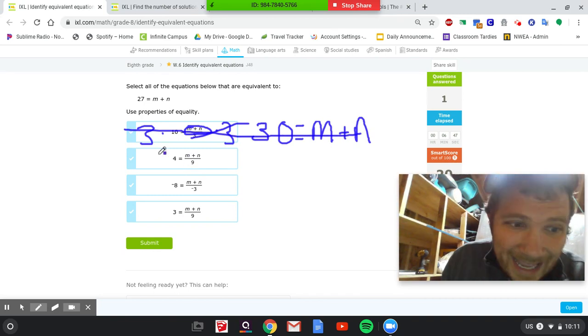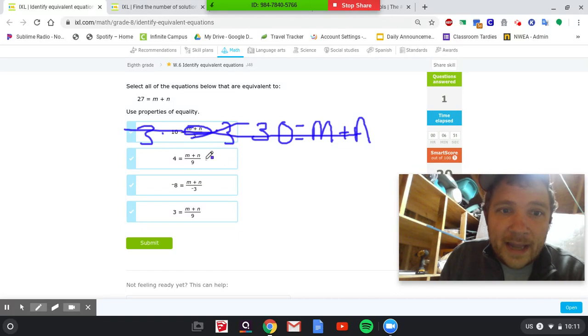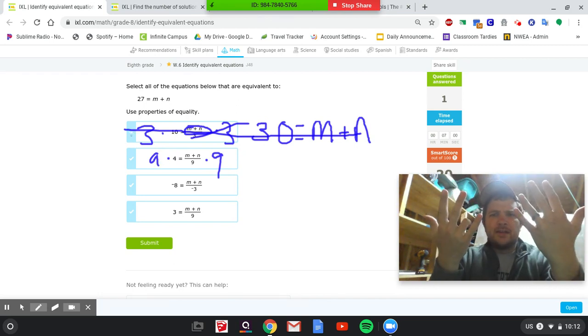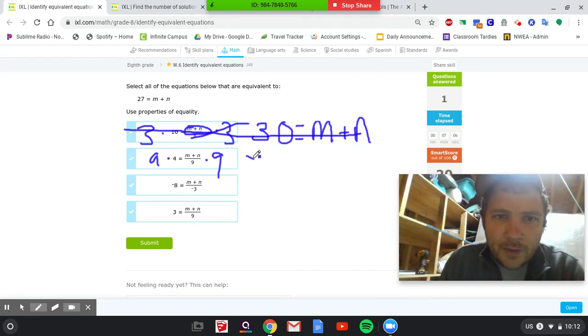This next one, to get m plus n by itself, you've got to get rid of the divide by 9 by multiplying by 9. You can do the trick of nines. I got to do it backwards for you guys, I think. All right, so 9 times 4, that's 36. So 36 equals m plus n.